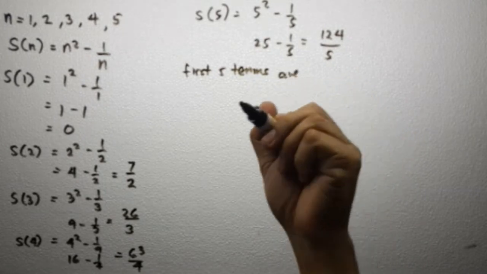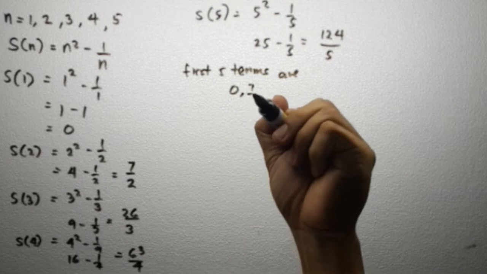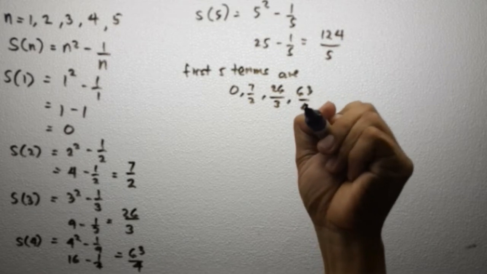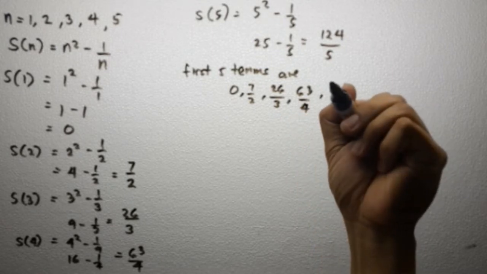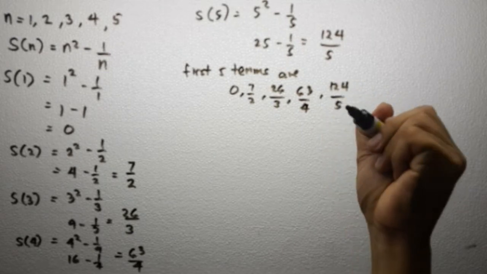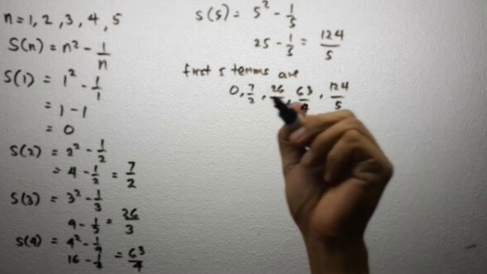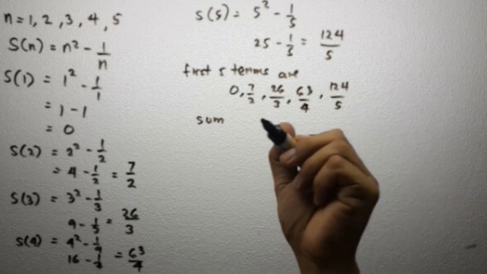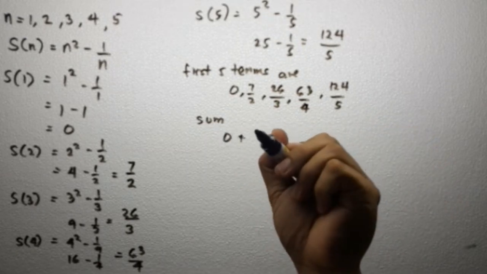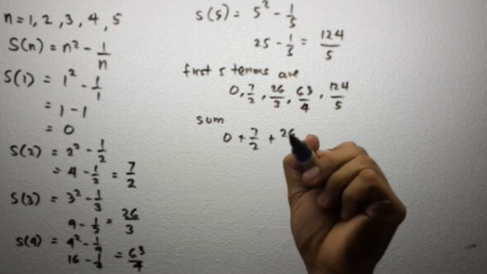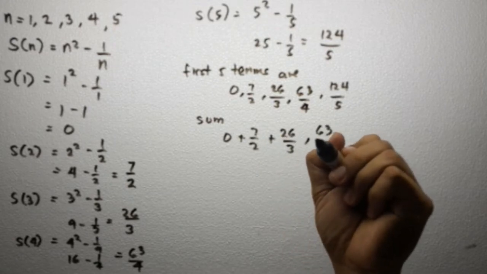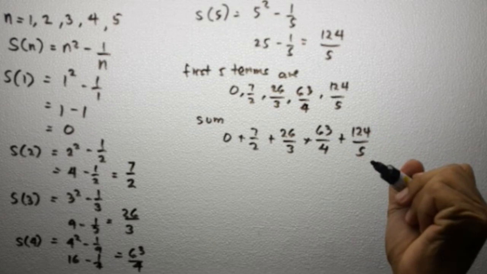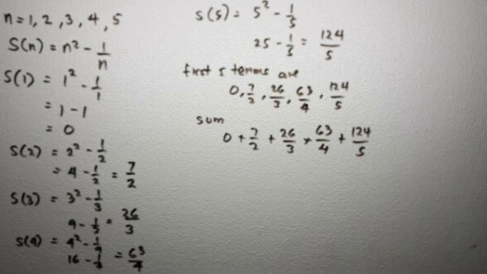So the first 5 terms are 0, 7 halves, 26 over 3, 63 over 4, 124 over 5. So the sum of this, you will add all of this: 0 plus 7 halves plus 26 over 3, 63 over 4, plus 124 over 5. Okay, you don't have to find the sum.